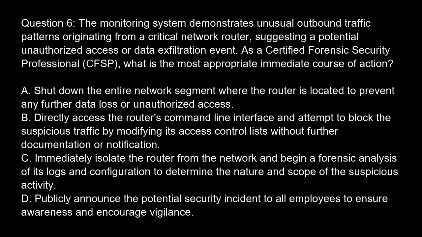Option A. Shut down the entire network segment where the router is located to prevent any further data loss or unauthorized access. Option B. Directly access the router's command line interface and attempt to block the suspicious traffic by modifying its access control lists without further documentation or notification. Option C. Immediately isolate the router from the network and begin a forensic analysis of its logs and configuration to determine the nature and scope of the suspicious activity. Option D. Publicly announce the potential security incident to all employees to ensure awareness and encourage vigilance.